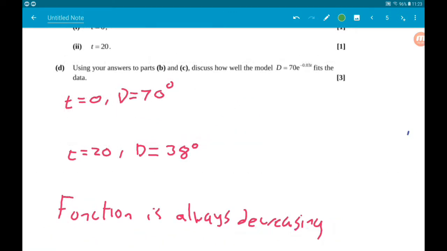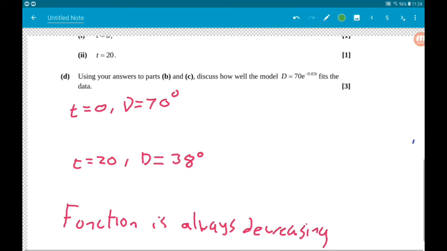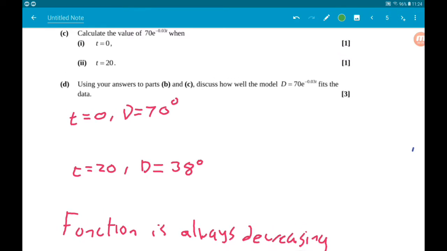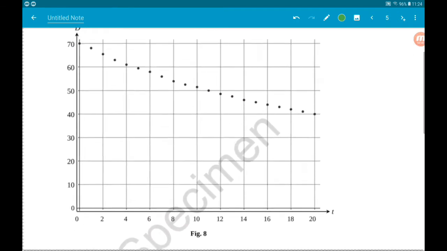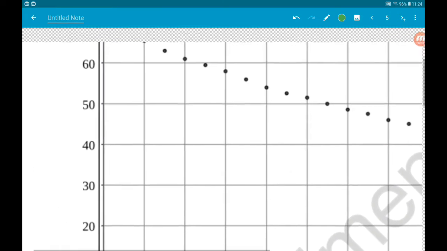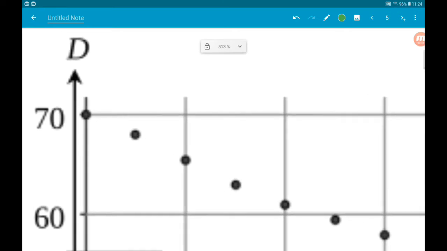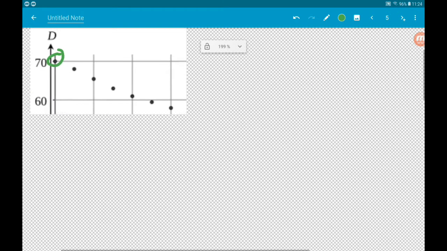Okay then, for part D, using your answers to part B and C, discuss how well the model D equals 70e to the minus 0.03t fits the data. Okay, so first of all, let's investigate the two values that we just found. By the model, when t is equal to 0, D should equal 70. So, let's have a look at the graph. t equals 0 is on the vertical axis, and our value there is 70. Bang on. So, good start.